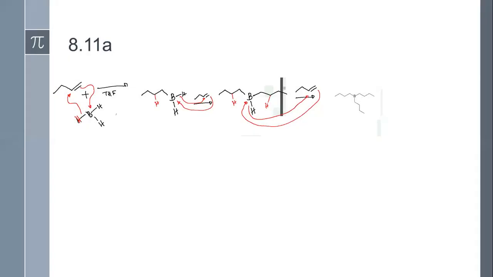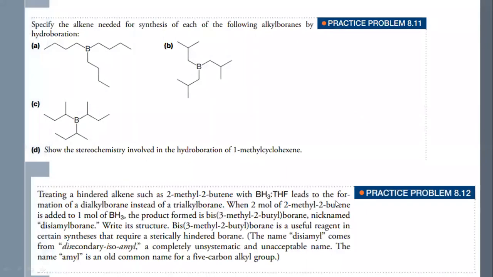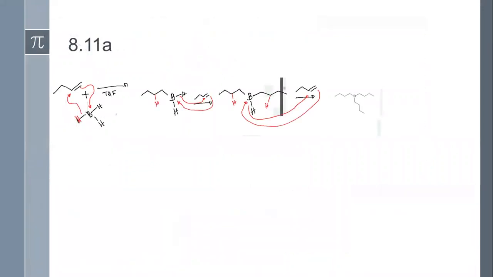So the rest will be your problem sets: B, C, D, and then 8.12, the alkene. You can do this one. So that's problem 8.12.